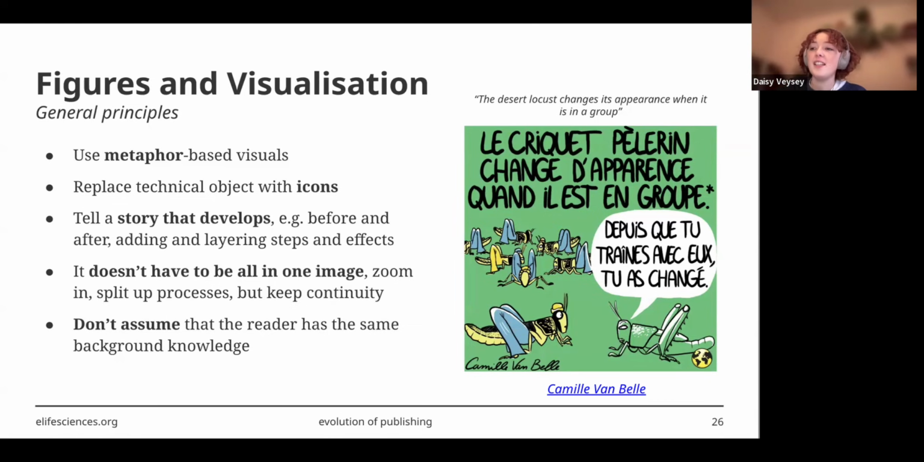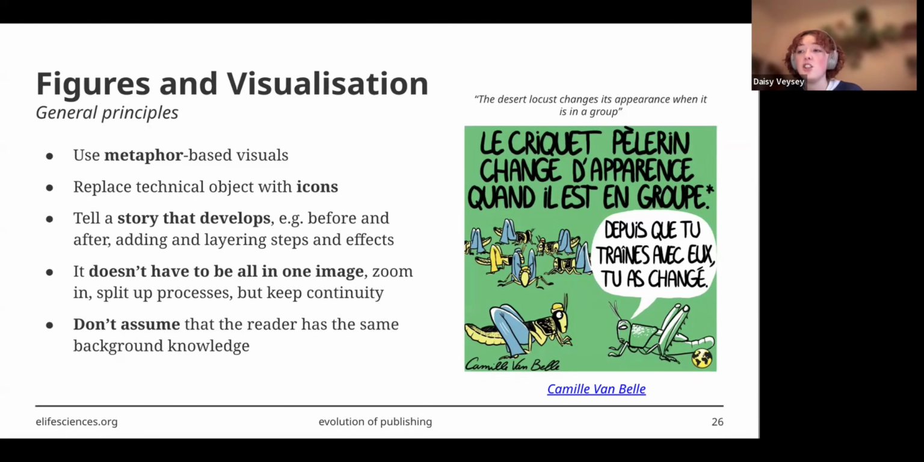Another basic move is to replace technical objects with icons. So for a public audience, you often don't need a full molecular structure of a protein. You just need a shape or a symbol that stands in for it. Less detail gives lay audiences less to process.